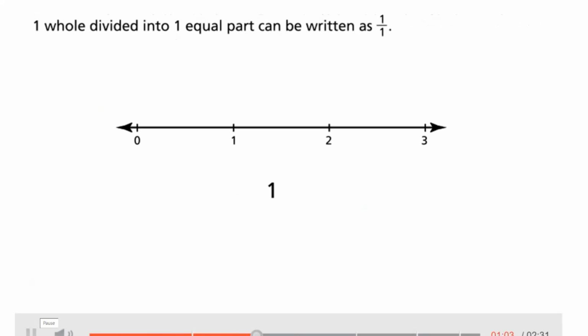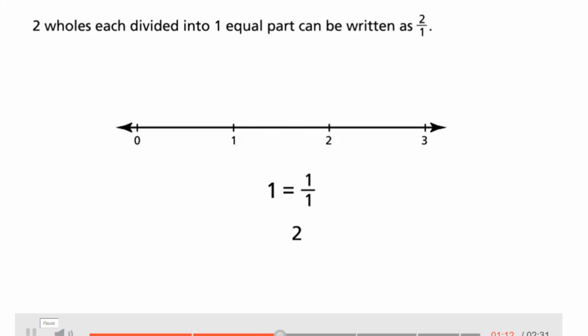1 whole divided into 1 equal part can be written as 1 over 1. 2 wholes, each divided into 1 equal part, can be written as 2 over 1. 3 wholes, each divided into 1 equal part, can be written as 3 over 1.